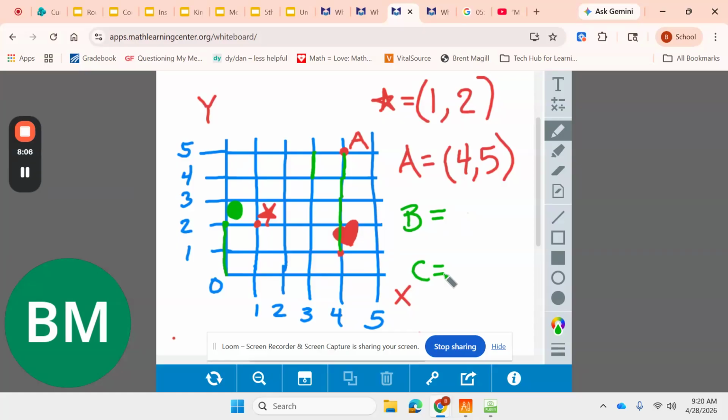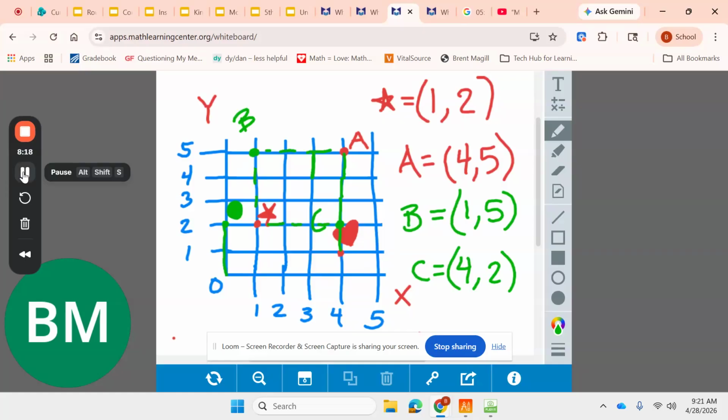So go ahead and pause it and see if you can create the points for what B and C should be to make a rectangle using points A and the star. Okay, so I wrote B as 1, 5. You could also put it as 4, 2. So you could reverse these if you wanted to make C the same point as I put for B. Then I put C equals 4, 2. So you go over 4 and up 2.